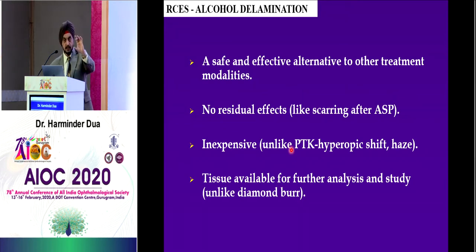And if it is eccentric, you will create an irregularity on the surface. So you have to always align your PTK to the center of the cornea and do a large area to cover the area of the pathology. But with the delamination, you can go as eccentric as you want because you're not doing anything to the Bowman's layer. And here, it gives you tissue for histological examination, as we will see.